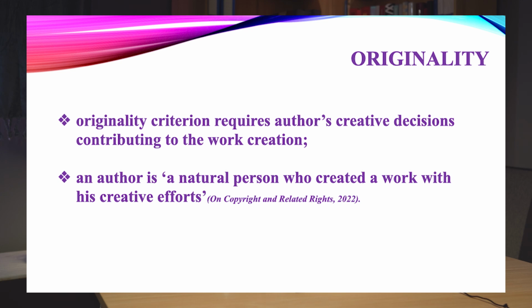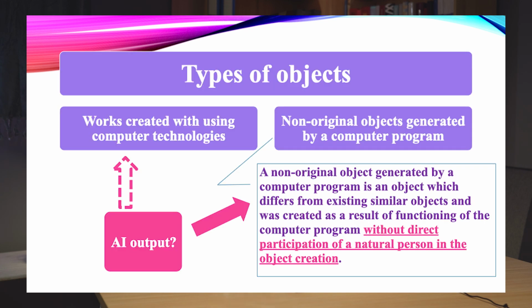Here, I would like to emphasize two points. First, the originality criterion requires the author's creative decisions contributing to the work creation. Second, an author is a natural person who created a work with his creative efforts. Taking into account such a subjective approach to originality, there is a question whether an AI output can be original at all. There is no doubt that using such non-AI software as, for example, Microsoft Office software, we can invest creativity and we can create a work created with using computer technologies. However, what is in case of using AI, where our opportunities to influence the output are limited?